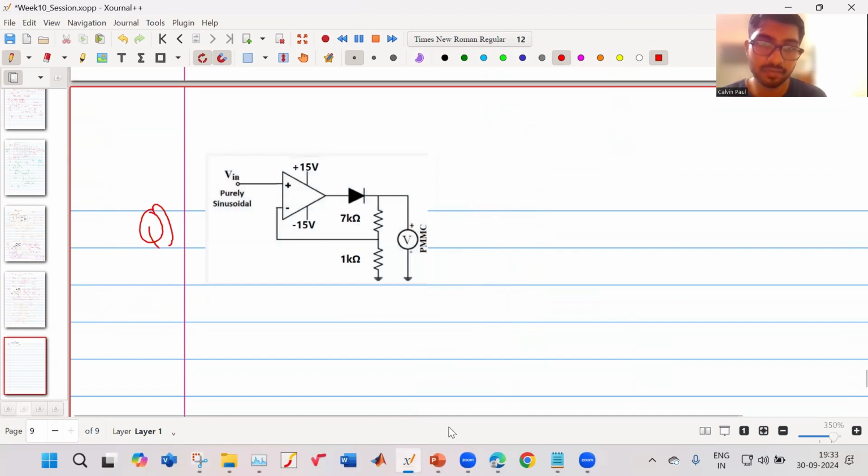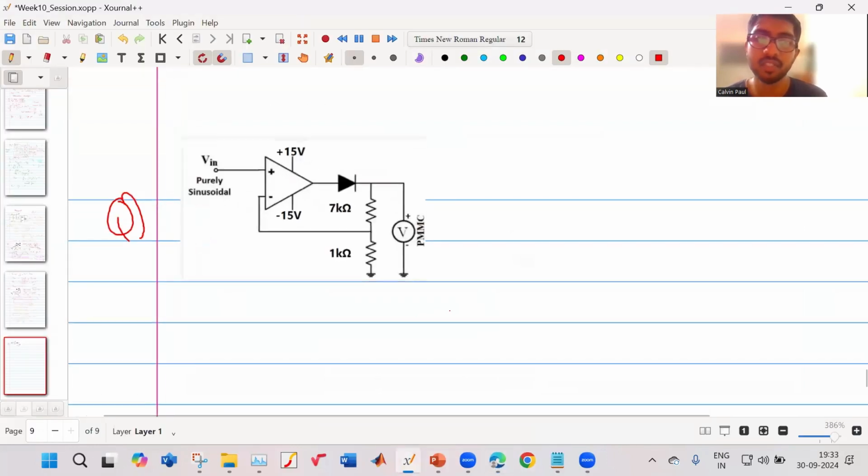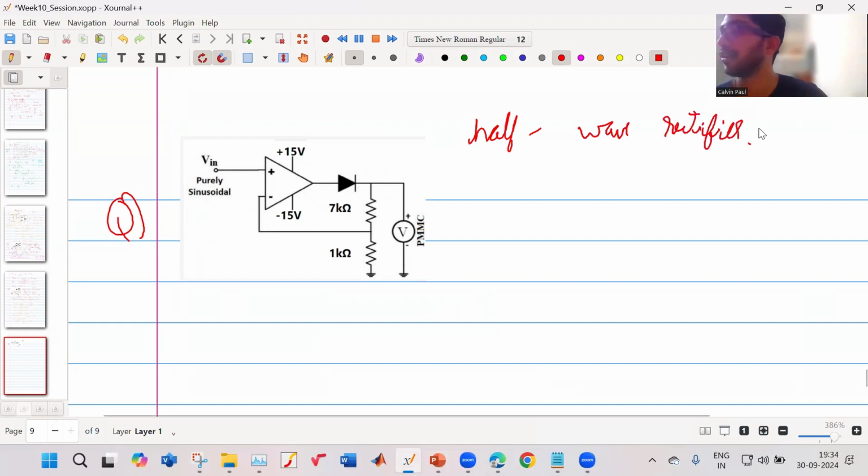So this is the circuit. They're saying the PMMC voltmeter reads 0.5 volt, estimate the RMS value of the input voltage, assuming it to be purely sinusoidal. So this is again another simple circuit. This is again like a half wave rectifier, and this is also known as a precision rectifier.